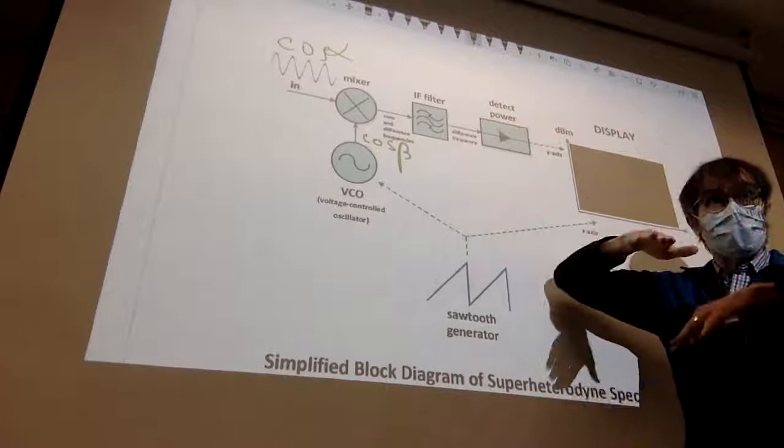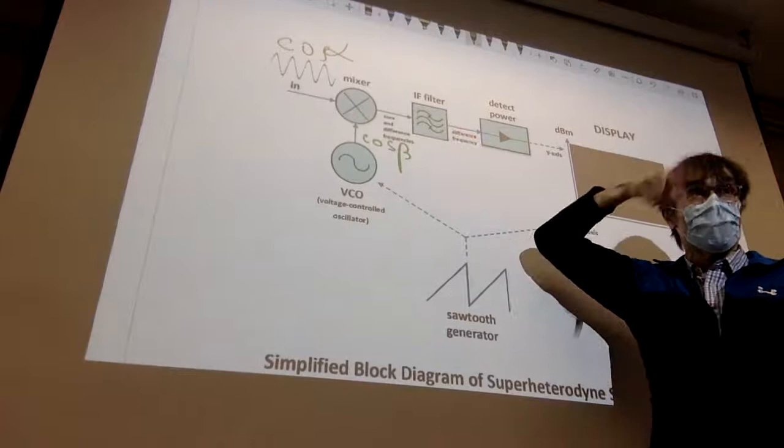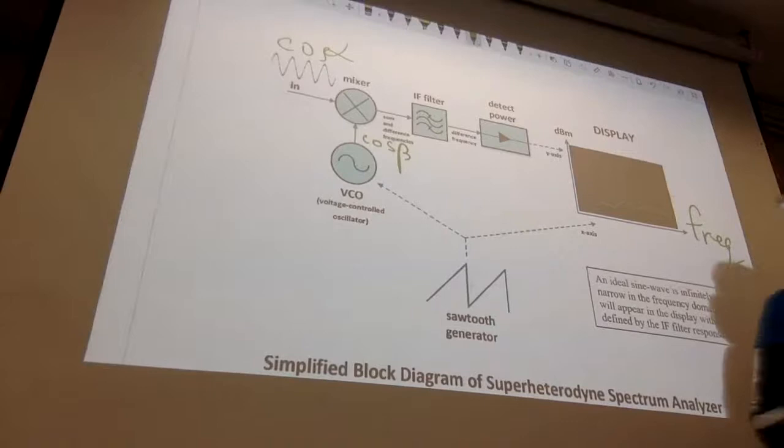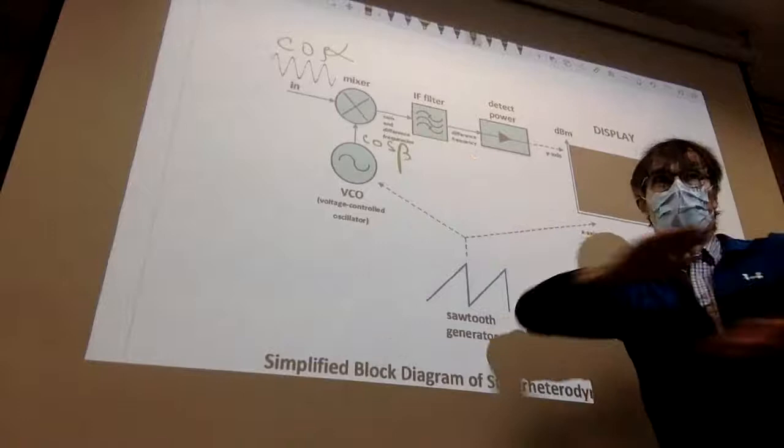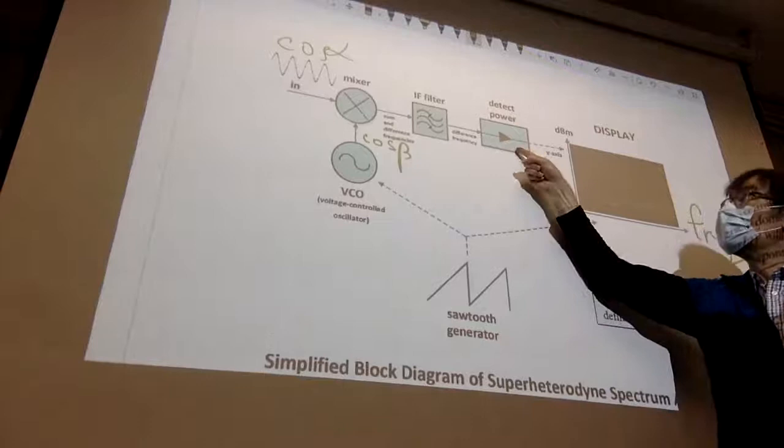It's a bandpass filter, centered on the difference frequency. So this will get rid of the sum. The sum is suppressed. There's the difference. We have the one sine wave, cosine or sine wave, but we want its power. How do you detect power? Very simply, a diode could be used to detect power.